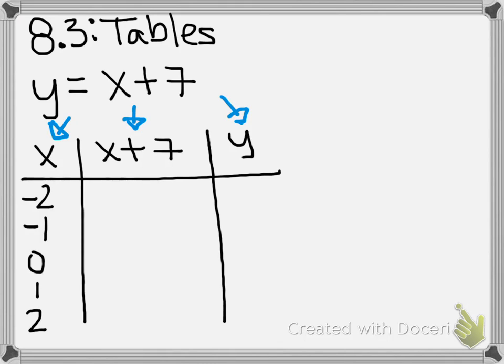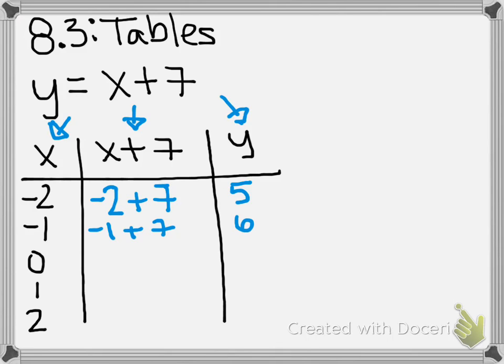For example, our first x value is -2, and our function is y equals x plus 7. So we plug in -2 for x. Now we get -2 plus 7, which equals +5. And then if we plug in -1, we get -1 plus 7, which equals +6.